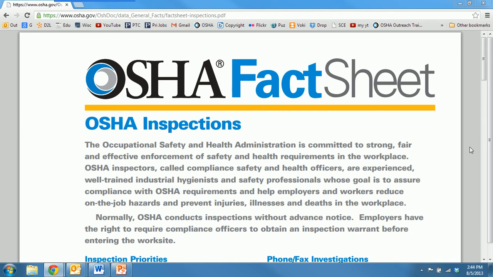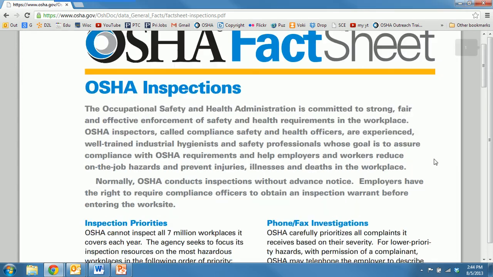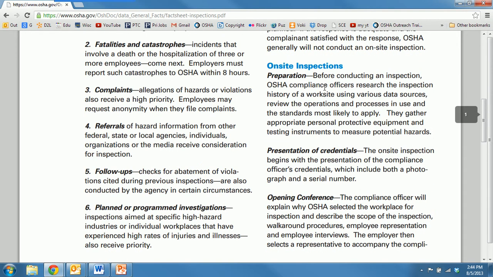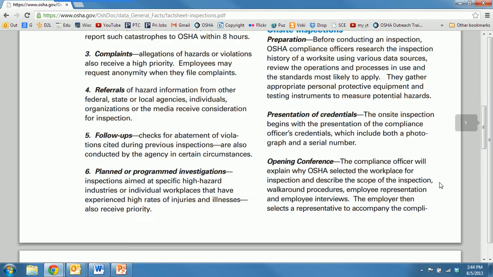Let's take a look at an OSHA fact sheet about OSHA inspections. I'm going to scroll down here to on-site inspections. Now there are basically four major stages to an OSHA inspection. They are the presenting of credentials, the opening conference, the walk around, and then the closing conference.